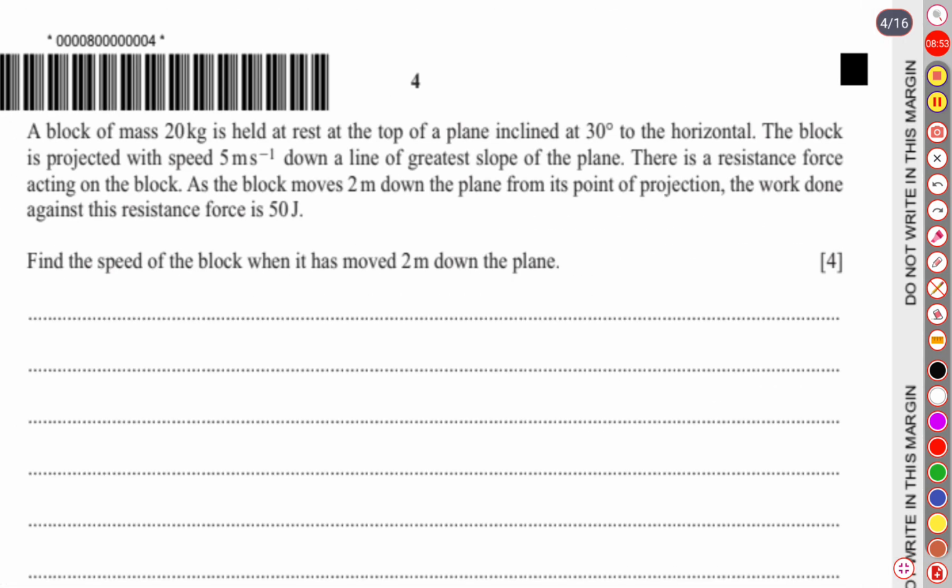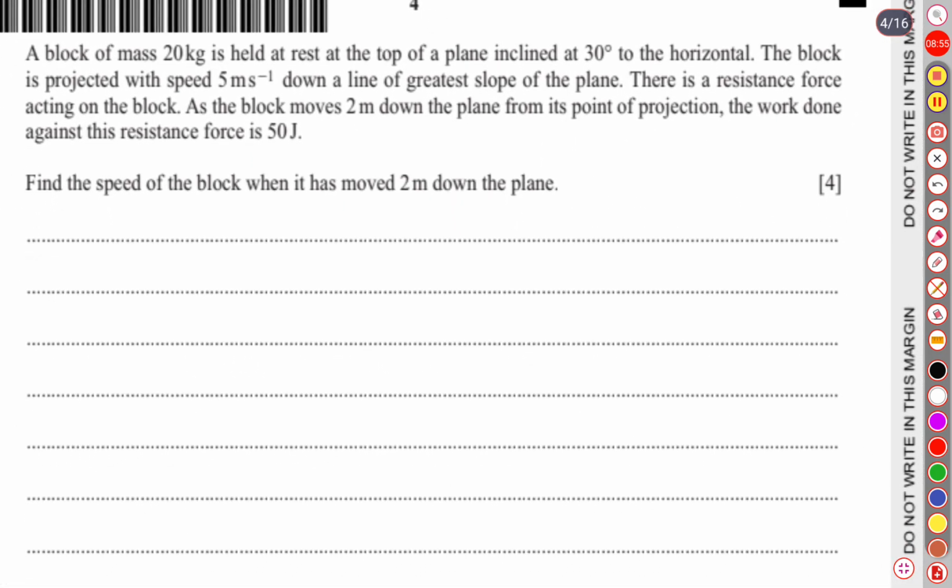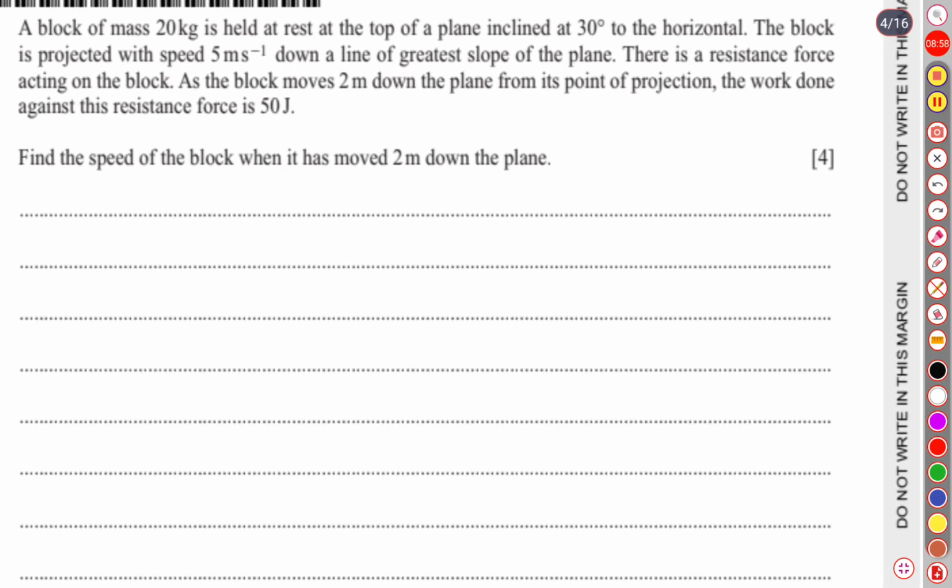The immediate next question says, a block of mass 20 kg is held at rest at the top of a plane inclined at 30 degrees to the horizontal. The block is projected with speed 5 meters per second down a line of greatest slope of the plane. There is a resistance force acting on the block. As the block moves 2 meters down the plane from its point of projection, the work done against this resistance force is 50 joules. Find the speed of the block when it has moved 2 meters down the plane.